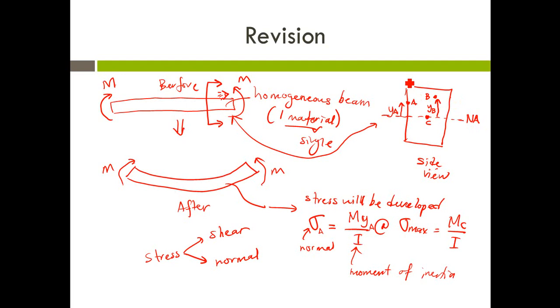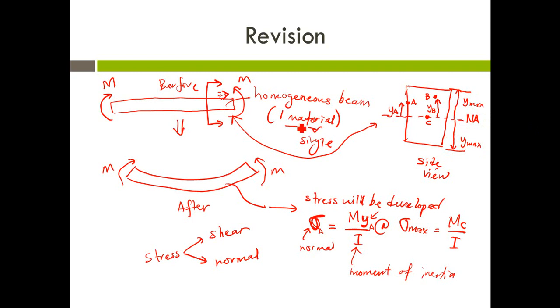From the equation sigma equal to My over I, the stress is increased when y is increased. You can see here, if y increases, then sigma will increase. So what is the maximum value of y? The maximum value of y occurs at the top surface, or the bottom surface of the beam. This is also sigma max.